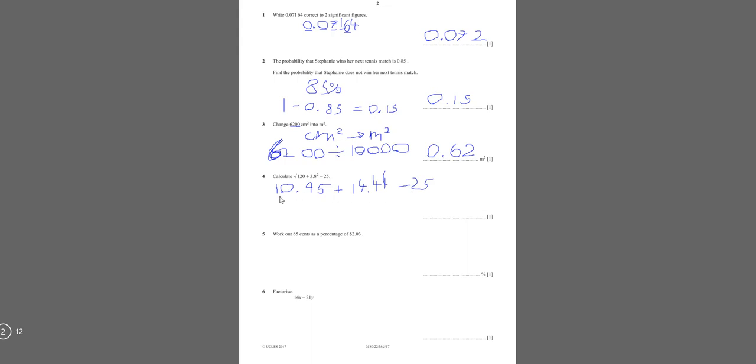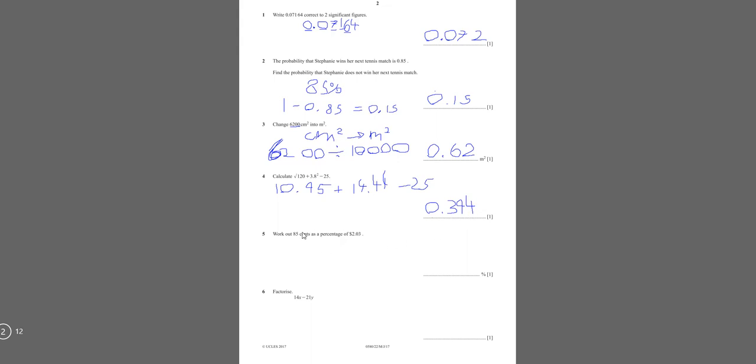Now keep in mind, this 10.95 is a rounded value. On your calculator, you should keep the unrounded value to continue the calculation. So when you add these two together, and then subtract 25, your final answer should be 0.394. Keep in mind, this is also a rounded answer, rounded to 3 significant figures. However, they also accept 0.3944 as a possible answer.